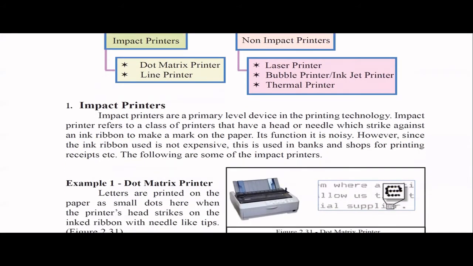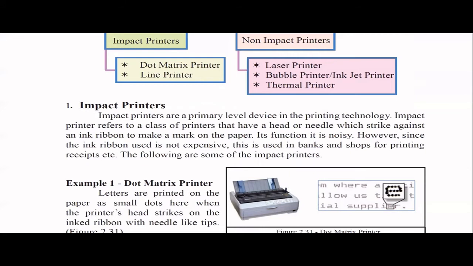Impact printers, right? The primary difference is the printing technology. In impact printers, we have a head or a needle which is striking against an ink ribbon, or making a mark on the paper. In non-impact printers like laser printers, we don't have a head or a needle. They use a different kind of technology. So remember, impact printers have a head or a needle which is always striking on an ink ribbon or on the paper.